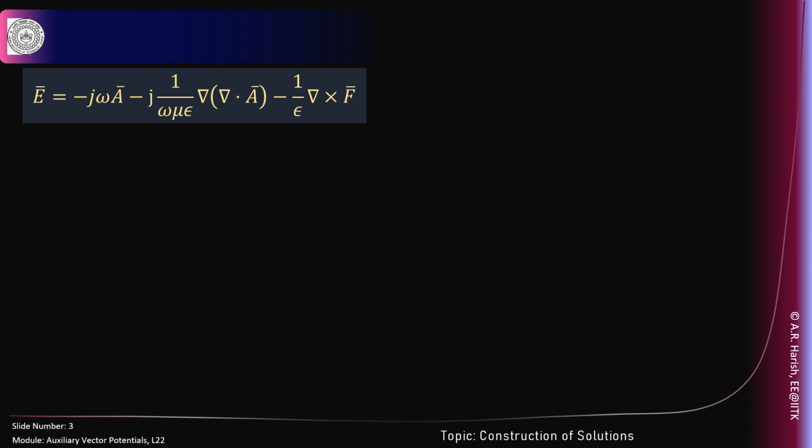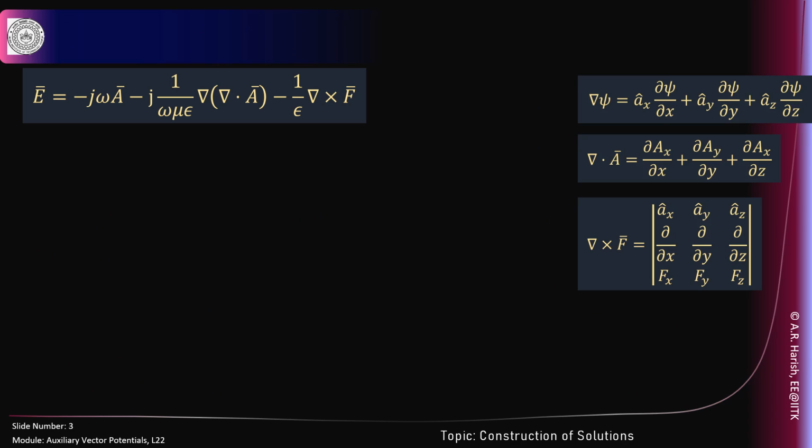That's the fundamental approach. Now let's look at this equation for electric field, and we will try to evaluate this, expand it basically. For this I need the expansion for the gradient of a scalar function psi in rectangular coordinates, the divergence of a vector quantity A bar, and the curl of a vector quantity F bar. Because I want to find del dot A, which gives me a scalar quantity, I want to take the gradient of that scalar quantity, and similarly I want to take the curl of this vector quantity F.